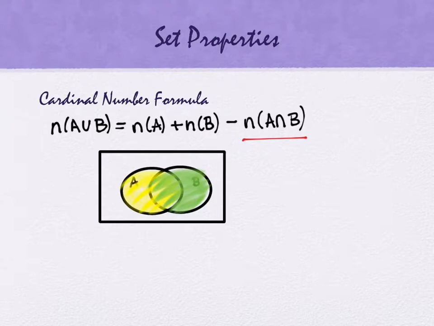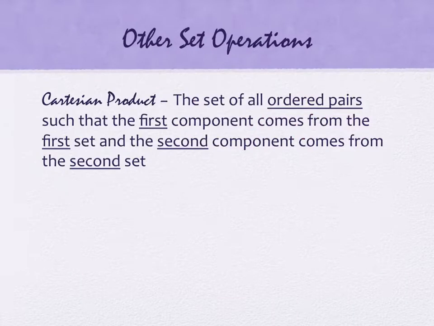And the last set operation that I'm going to define for you, which we won't use extensively, but we will see it come back up when we talk about addition and subtraction. I think that's right. Yeah, it's with addition and subtraction. It's the Cartesian product. So the Cartesian product is the set of all ordered pairs such that the first component comes from the first set and the second component comes from the second set. And I'm going to give you an example so you can see what it's referring to.